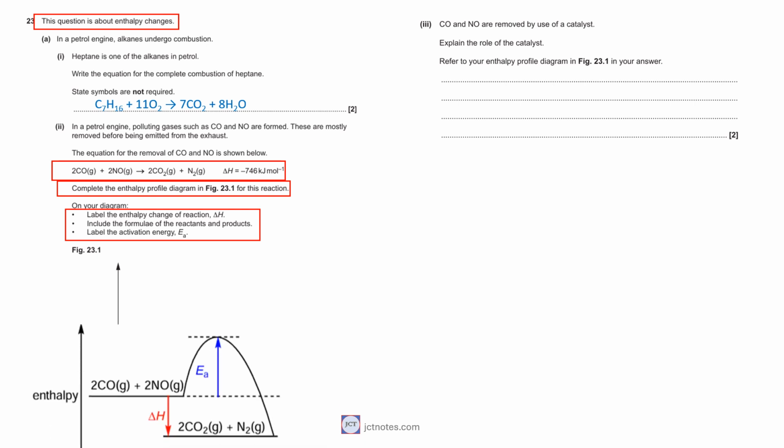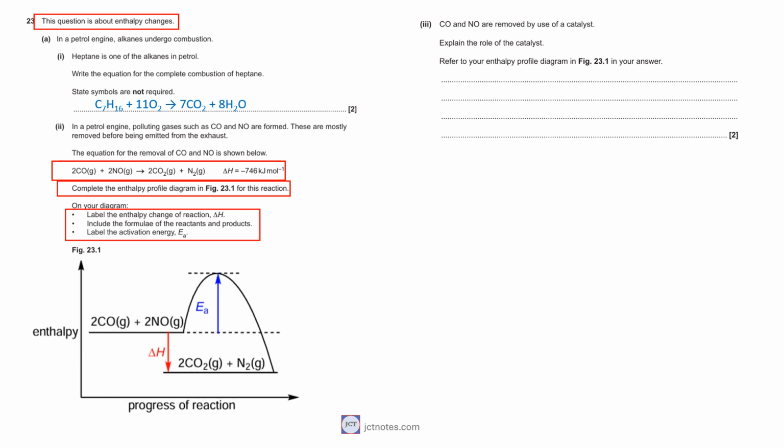The diagram is straightforward. As the reaction is exothermic, the enthalpy of the products is going to be lower than the enthalpy of the reactants. The difference between these two values is the enthalpy change of reaction, delta H. Do not use a double-headed arrow on this enthalpy as it will reduce your mark. The activation energy is always a positive value.